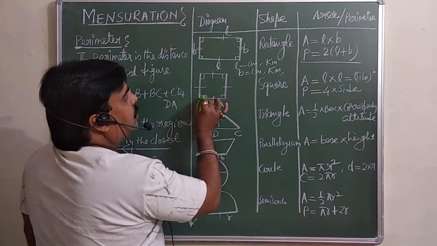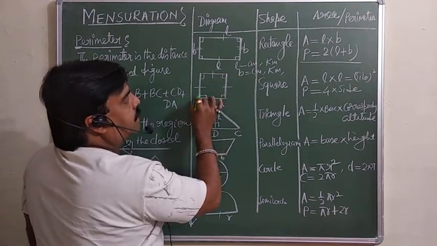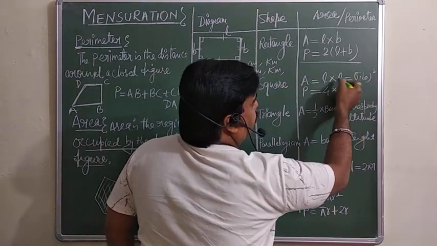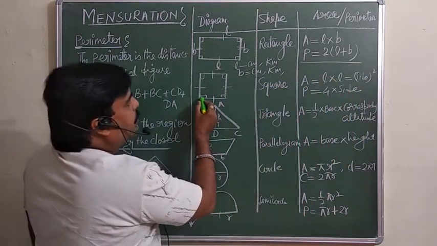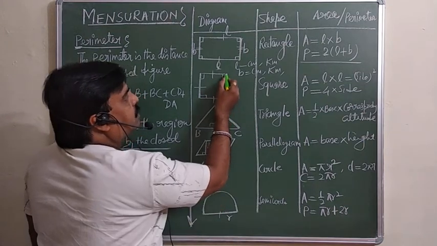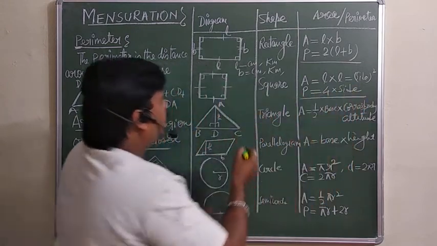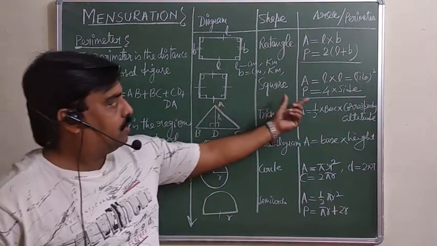Now this is your square. All the sides are equal, and every angle is 90 degrees. This is known as a square. So area of the square is side into side, side into side means side square. Perimeter means sum of all the sides. This plus this plus this, so that is 4 into side. So if you know the length of the side of a square, you can find out the perimeter and the area.